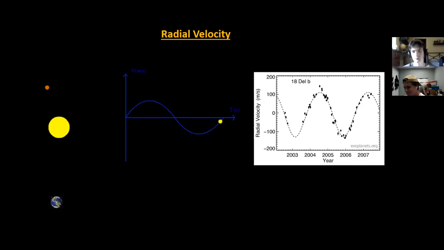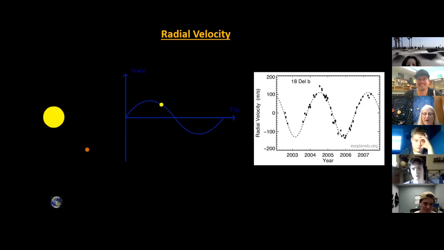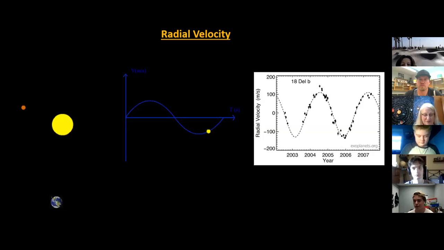About 500 exoplanets have been found this way by radial velocity. The most massive planet found this way weighs 13 times the mass of Jupiter. The least massive found this way is about 2.5 times the mass of the Earth. The longest period, or the longest orbit that has been so far found, is 38 years. And the shortest period is 31 hours.